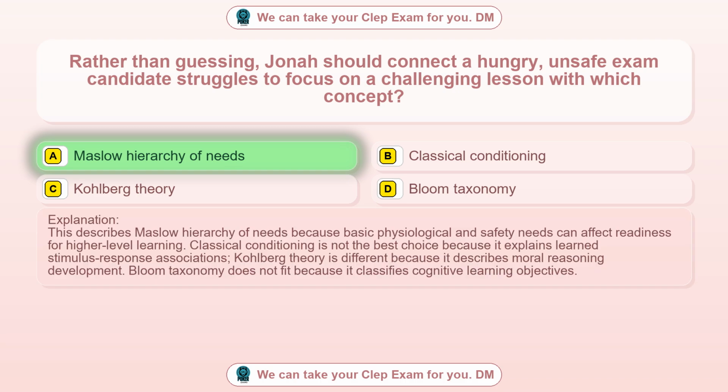This describes Maslow hierarchy of needs because basic physiological and safety needs can affect readiness for higher level learning. Classical conditioning is not the best choice because it explains learned stimulus response associations. Kohlberg theory is different because it describes moral reasoning development. Bloom taxonomy does not fit because it classifies cognitive learning objectives.